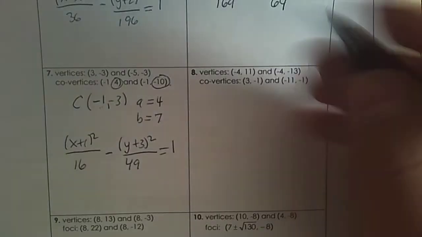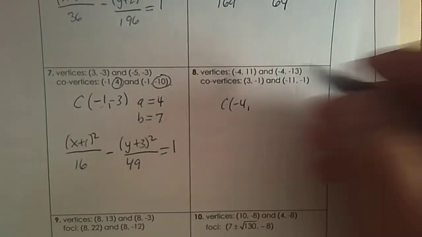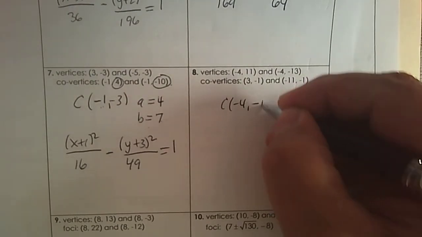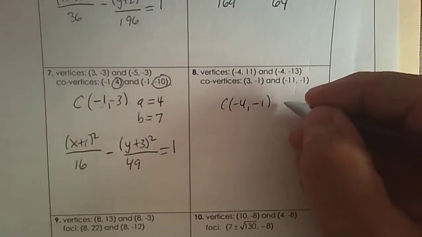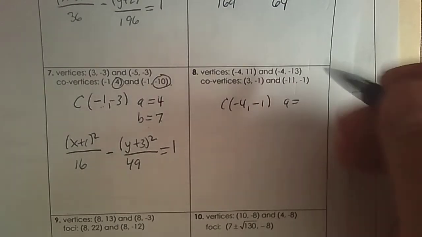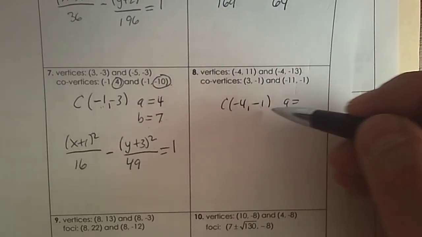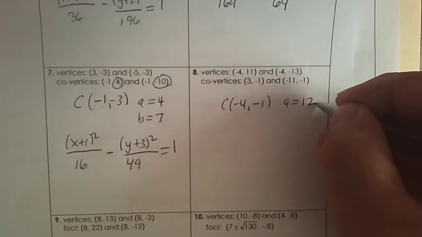We have vertices. So the center is at negative 4. Add them up. That's negative 2. Divide by 2. That's negative 1. Our a. And notice the y's change. So from y coordinate to y coordinate, negative 1 to 11, that distance is 12.